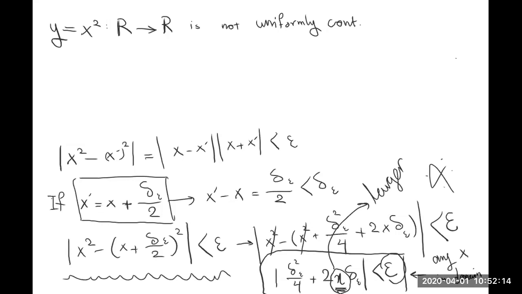So this is where we see how the domain being bounded affects the problem. If the domain was the interval 0 to 1, x had to be in that interval, and we had a chance of proving 2 times x times delta plus delta squared over 4 is less than some epsilon, because x is itself a number between 0 and 1. But here there is no bound on x. We can send x to infinity. And of course, if we send x to infinity, this thing would go to infinity and it's not less than epsilon. Any question?